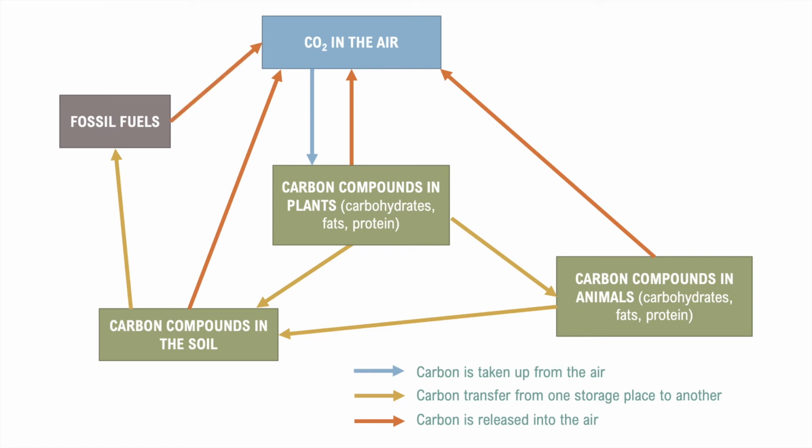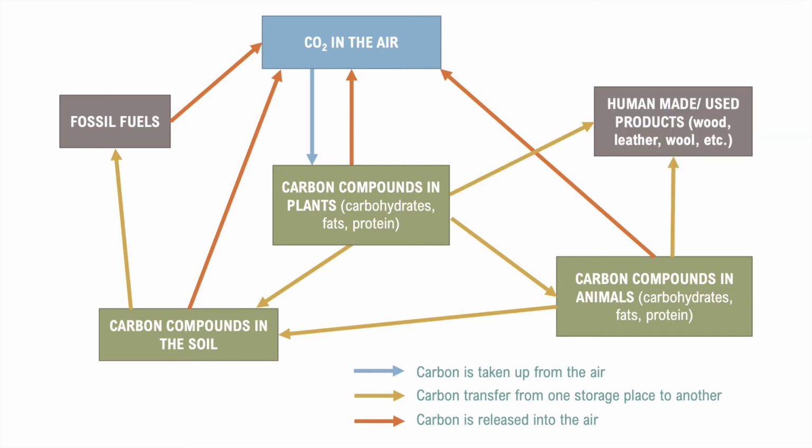Another way of how we can release carbon dioxide into the air is when we make human-made or human-used products. So when we make woolen products or wooden tables, or when we make leather and later on it becomes waste, then we burn these products and then we also release carbon dioxide in the air. You can see that it's still a cycle, but a few of these things are happening at a very high rate. So the burning of fossil fuels happens at a very high rate. The burning of waste products made by humans is happening at a really high rate.